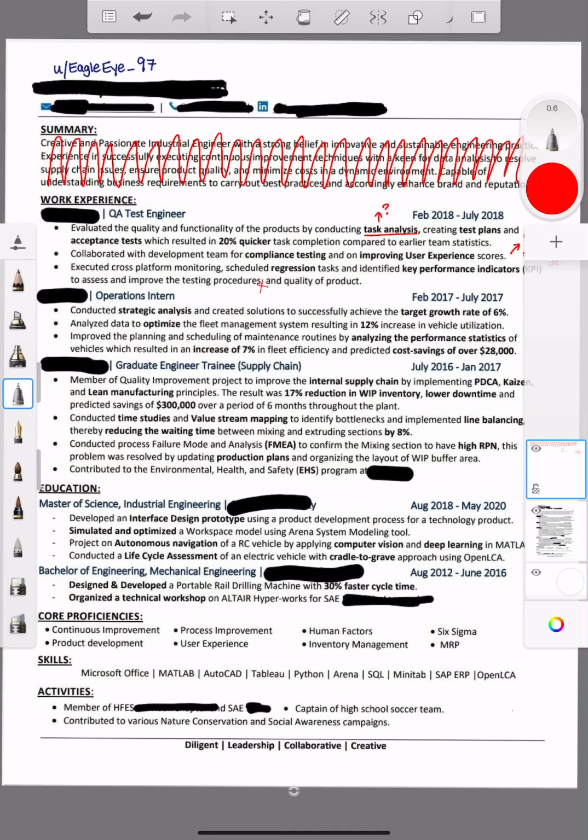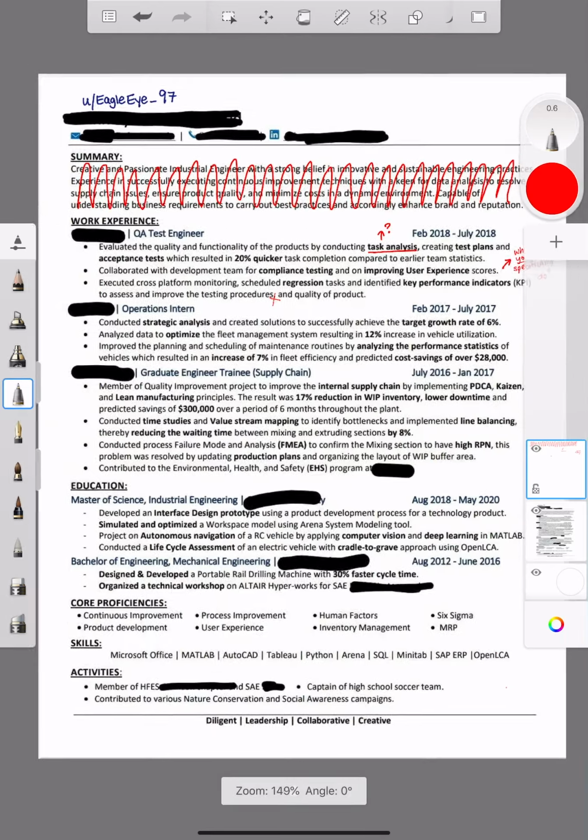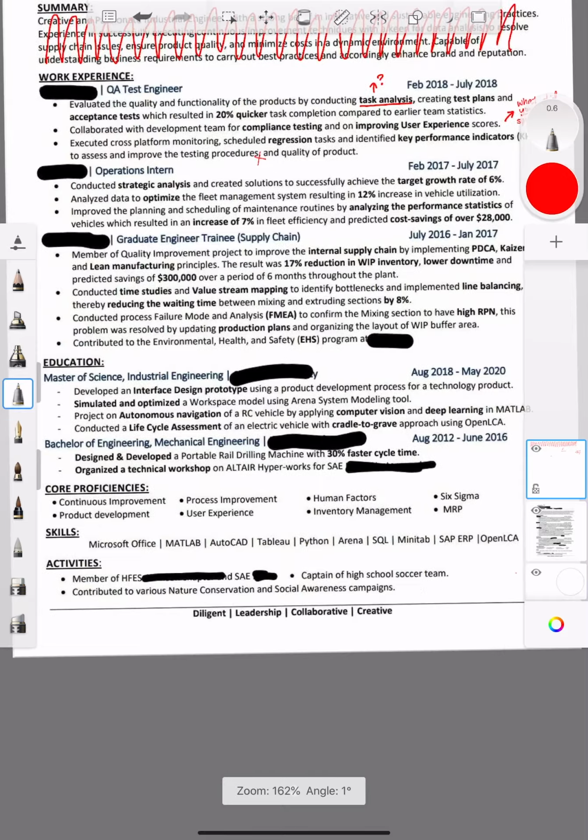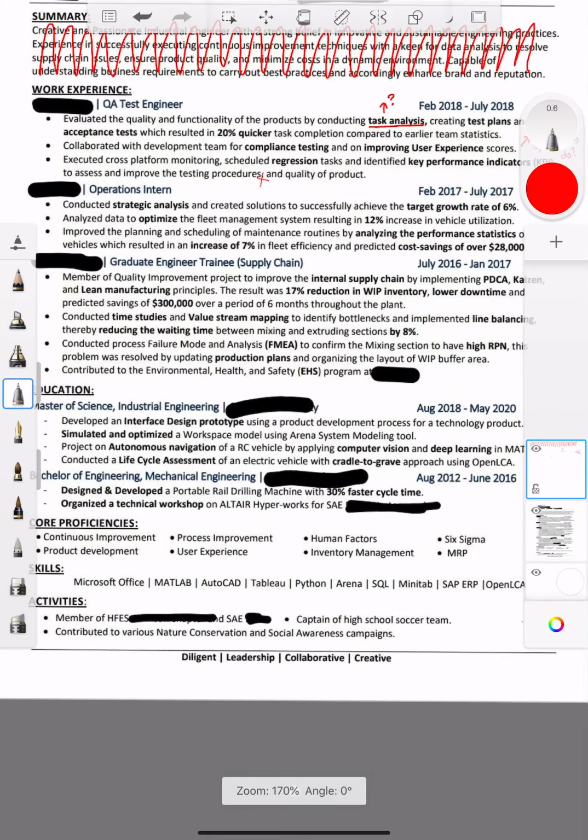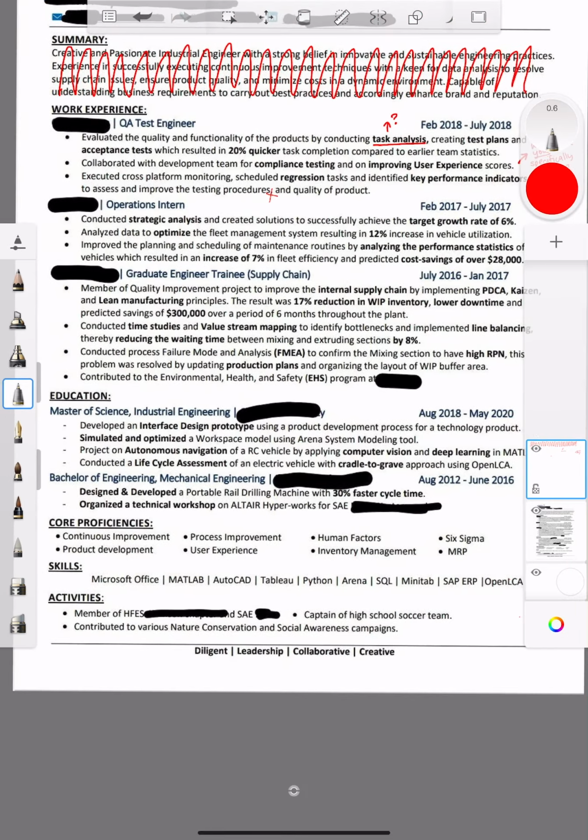But executed cross-platform monitoring means, to me, hey, I looked at these different things. And that's not much of an action. I'd rather hear about specific instances of stuff that you did and what happened as a result. But again, it's not my area of expertise, so I'm not gonna really change anything there, I don't think.